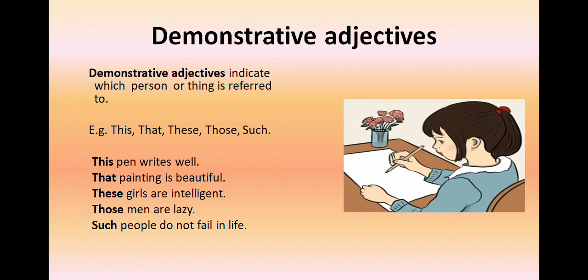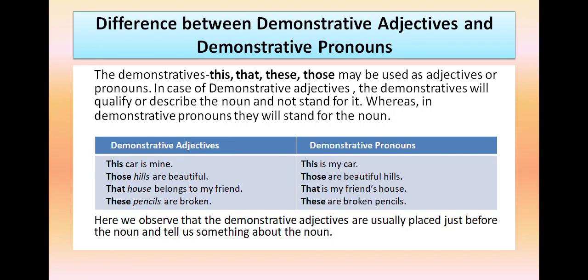Next, we move on to demonstrative adjectives. Demonstrative adjectives indicate which person or thing is referred to. The words this, that, these, those, such are used as demonstrative adjectives. To demonstrate means to show. This pen writes well. That painting is beautiful. These girls are intelligent. Those men are lazy. Such people do not feel happy in life. So we see that these words are immediately followed by a noun: this pen, that painting, these girls, those men, such people. So they are describing the noun, hence they are demonstrative adjectives.